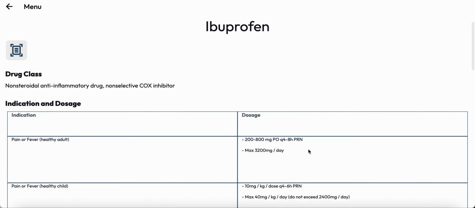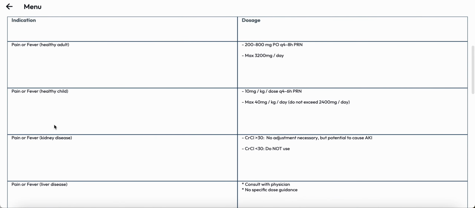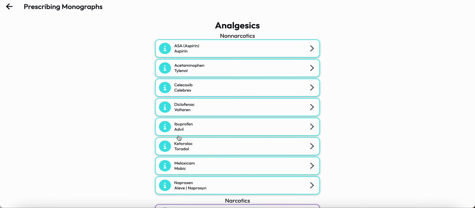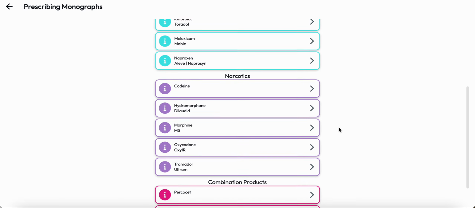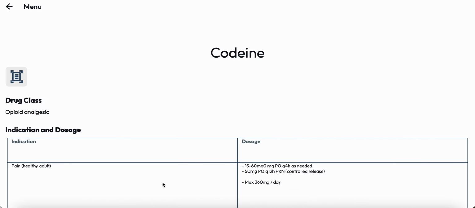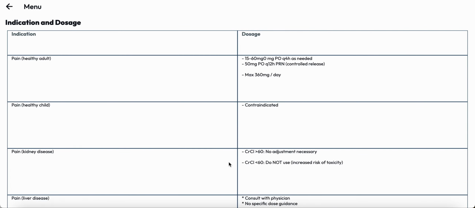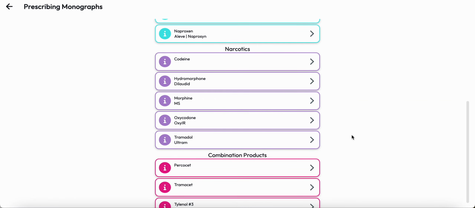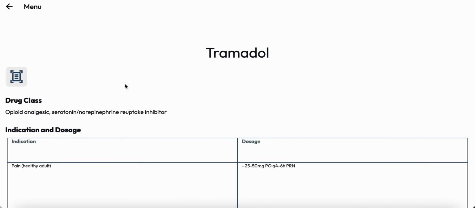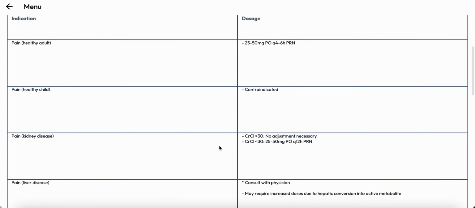For ibuprofen, we're thinking maybe to keep the swelling down, but when we go to kidney disease, we see that if the creatinine clearance is less than 30, we shouldn't actually use it, as it can cause an AKI. So we're going to avoid that. Now we're thinking, could codeine work? Again, we go to kidney disease and we see if their creatinine clearance is less than 60, there's an increased risk of toxicity. So lastly, maybe we're thinking tramadol might be helpful for them.